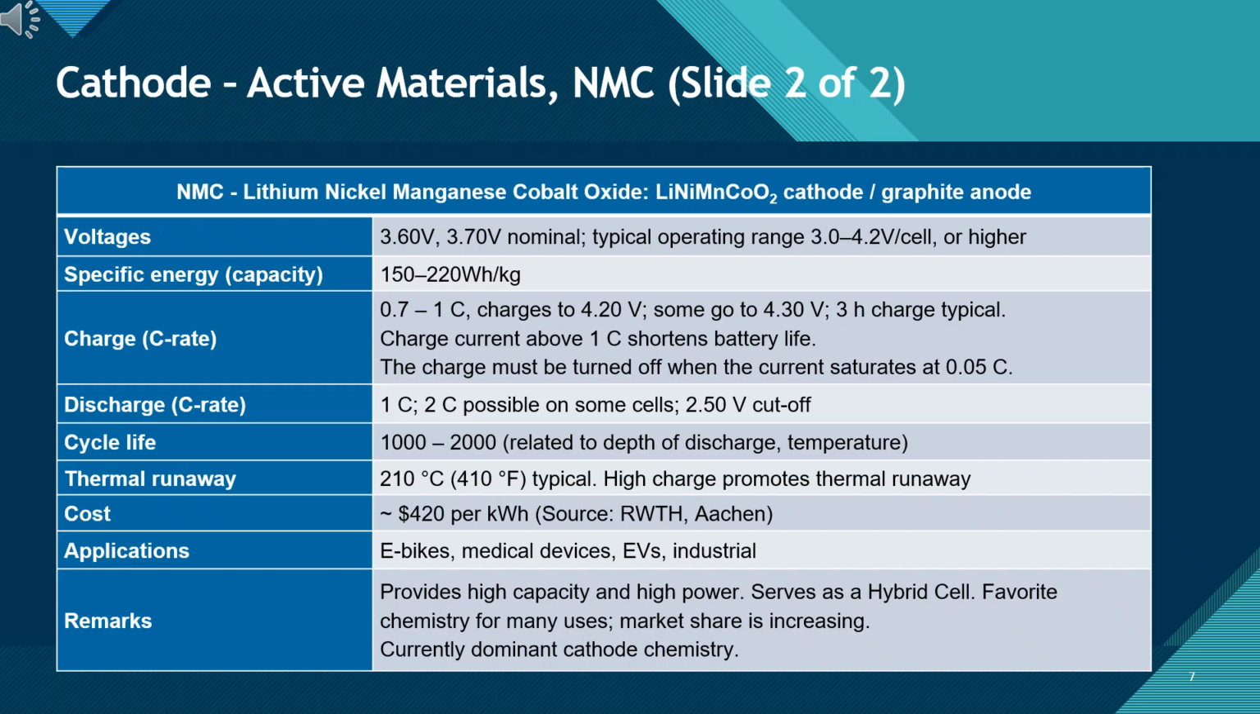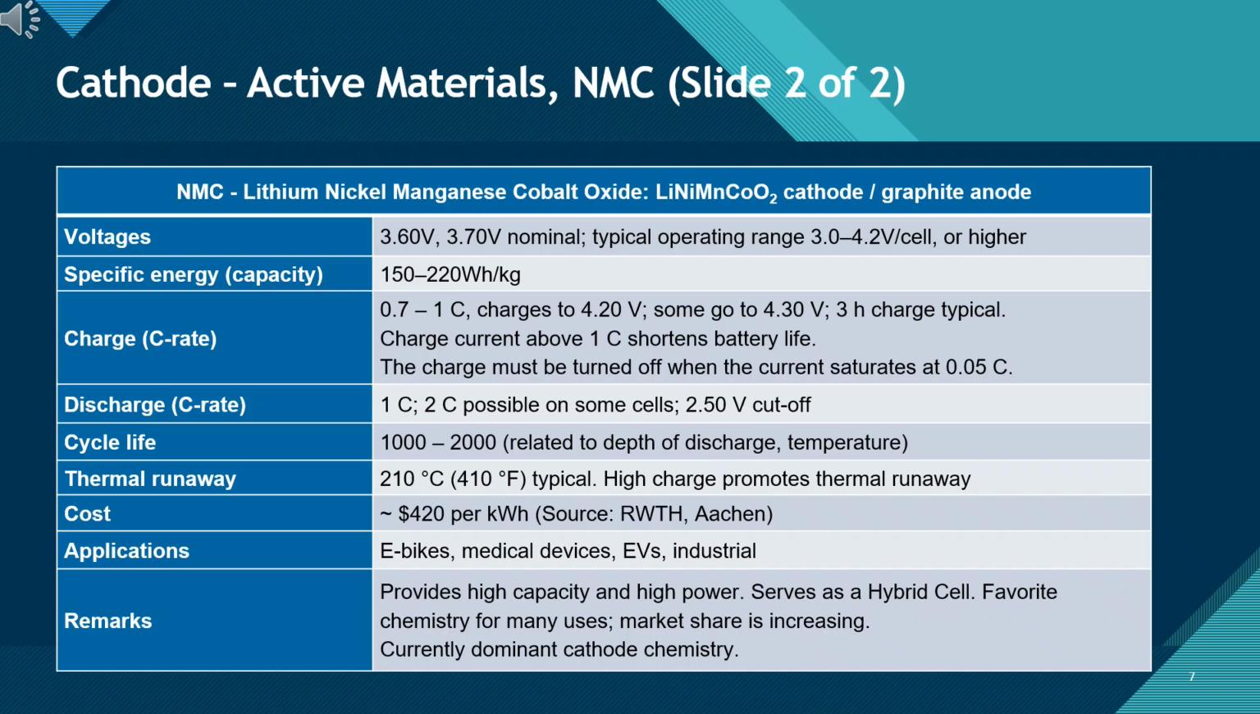Slide 2 of 2 for active materials of cathode, NMC. We are continuing with NMC, lithium nickel manganese cobalt oxide. This table provides a technical snapshot of what makes this chemistry so dominant. You will see specifics here regarding voltage ranges, charge rates, and thermal limits. I won't read every data point, but I want you to focus on the remarks section at the bottom, which summarizes why this matters to us.